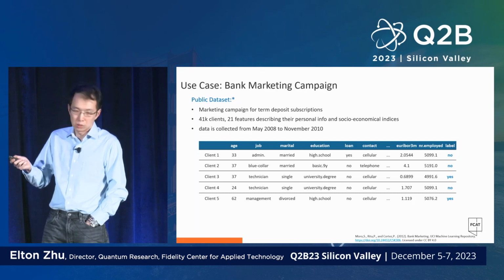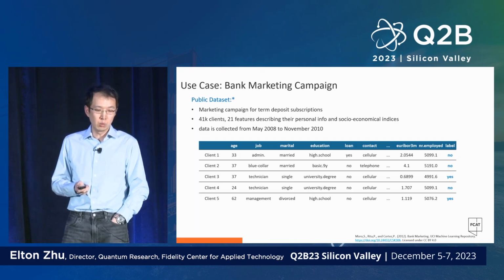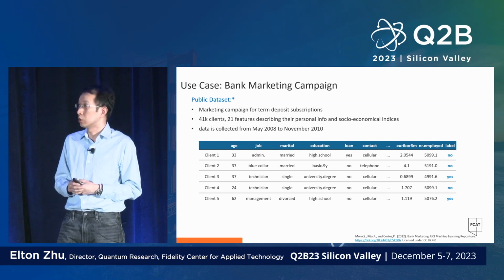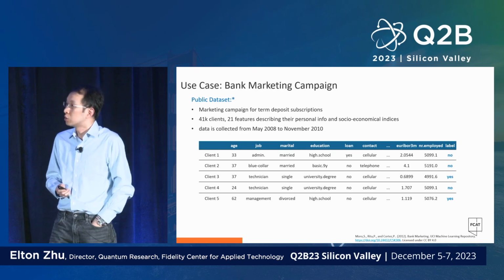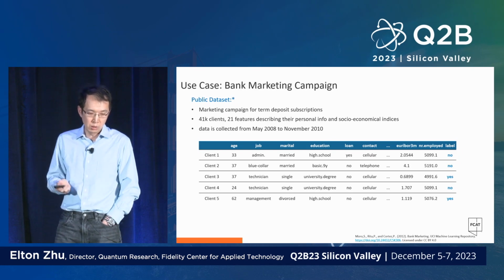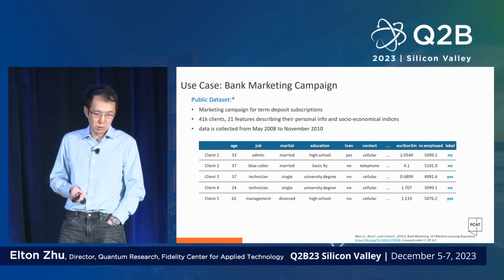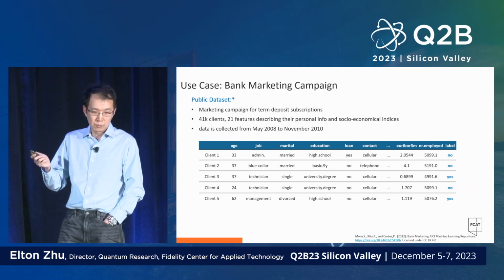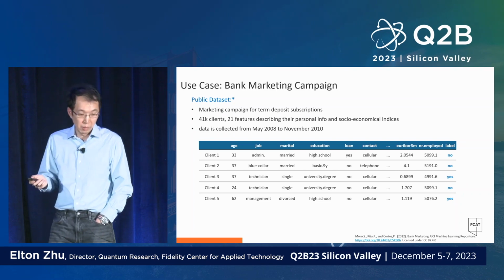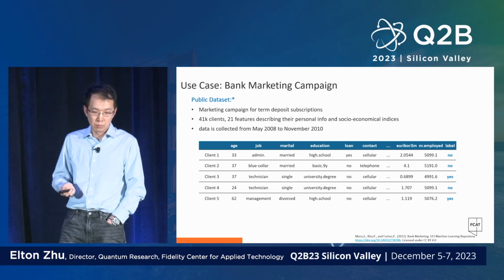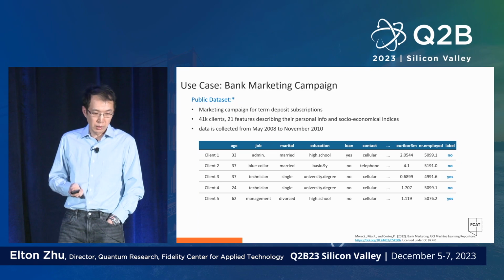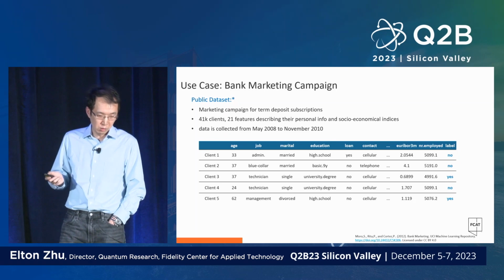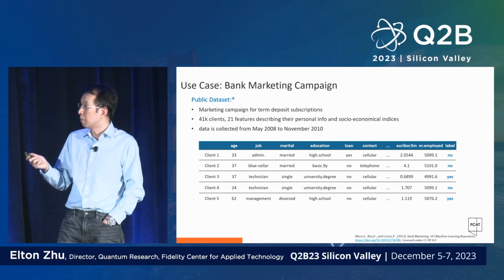Here, there are about 41,000 clients with 21 features describing the personal information and some socioeconomic indices. This data was collected over 2 years, I think in the middle of the financial crisis, maybe 10 years ago. If we look at the data, there's all the customer-related data, for example, age, job, marital status, education, and so on. And then there are some campaign-related data, for example, how the customers were contacted, whether it's cellular or telephone. And then there are some macroeconomic data.